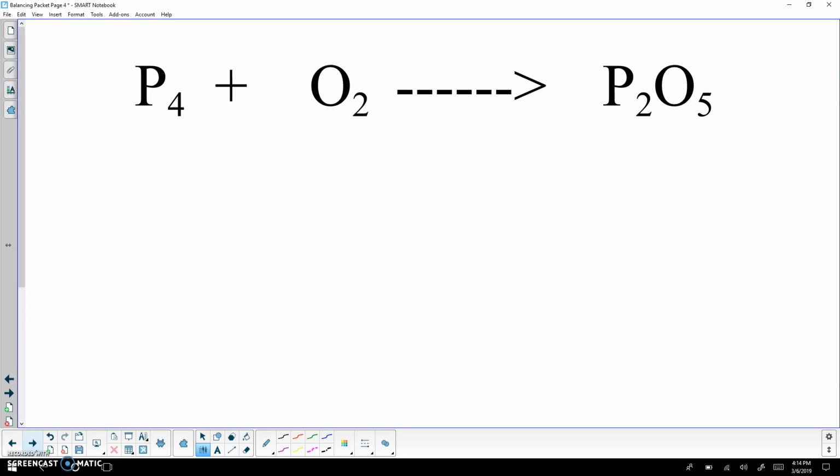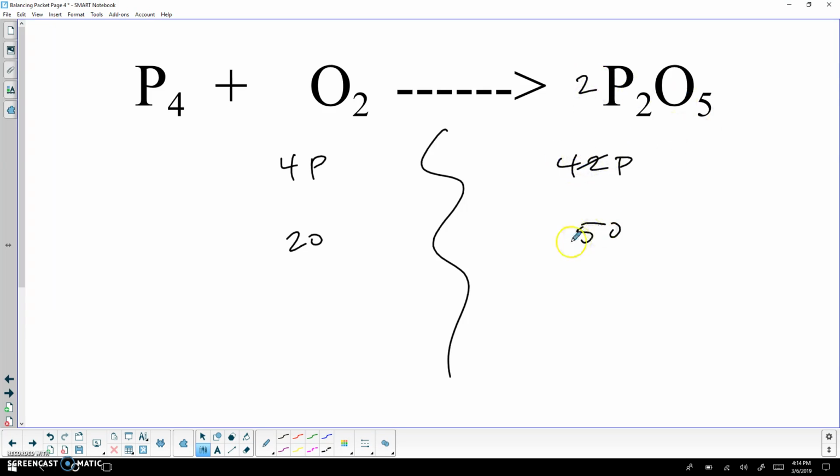All right. Last one. Atom inventory. 4 phosphorus, 2 oxygen over here. 2 phosphorus, 5 oxygen. If I put a 2 here, this becomes 4. That becomes 10. Put a 5 here, this becomes 10. So 1, 5, and 2. Okay, as I promised, there was one back here we screwed up on.